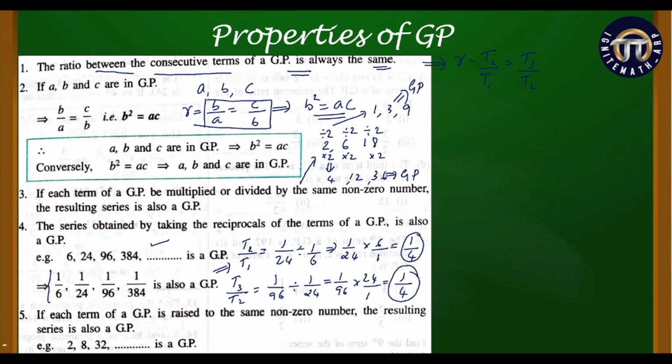So look at this. I am having a GP over here: 2, 8, 32. What I do, I'll square on both sides. Clear, children? So when I'm squaring on both sides, you must understand that 2 square is what? It is 4. 8 square is what? 64. Then 32 square is 1024. So this also will remain as a GP. Clear, children? This is also one of the properties.